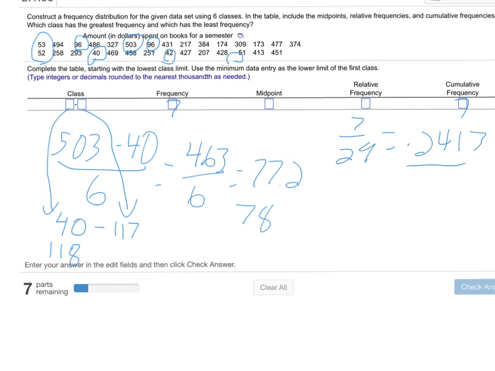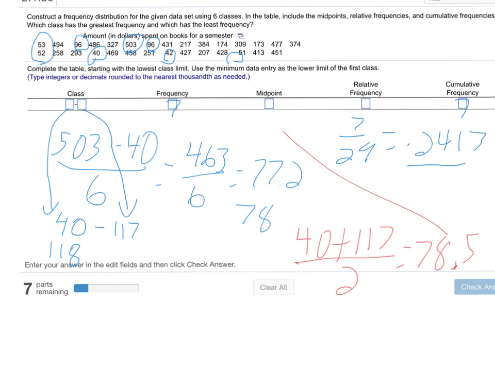The last thing we need here is the midpoint. For the midpoint, you just add these two values and divide by 2. So 40 plus 117 over 2 is 78.5. And so the midpoint goes right here. So I've filled in the first one.